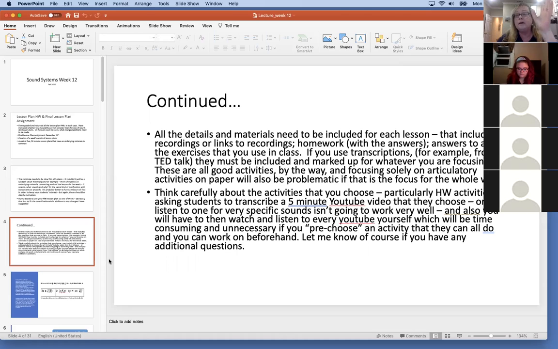Also, bear in mind that you want not just a variation in foci, but also a variation in the kinds of activities you use, okay? So you don't want to always focus on articulatory activities, like looking at the way the mouth moves or whatever. You can do other things. You can use things like TED Talks, for example, to do some prosody. If you do that, you need to include the transcription for the TED Talk there, so I can see what it is that you're doing, as well as the link to the TED Talk.